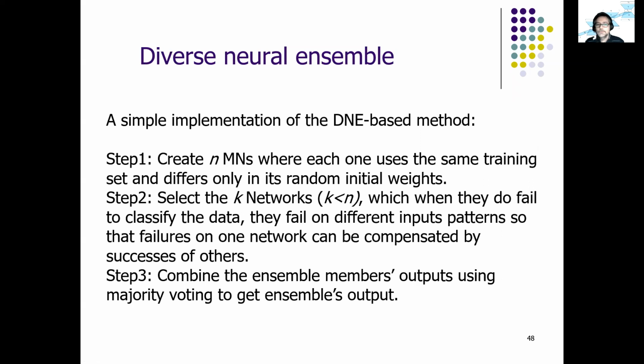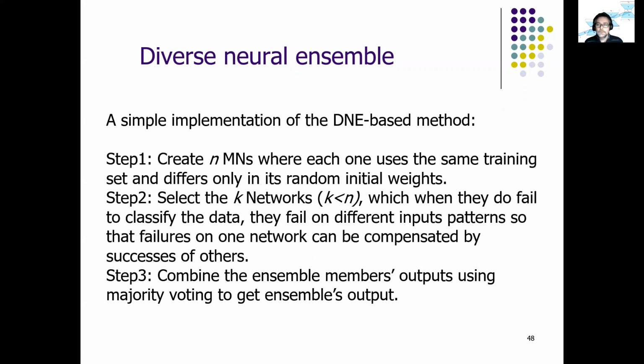And a simple way to do it would be to create a number of networks, use the same training set, vary some parameters like the weights, and then from the pool of networks that you have produced, select a subset of networks that, although they make mistakes in the classification of the data, they fail on different input patterns. Okay, so the pattern of failures of one can be compensated by the successes of the other, basically. Okay, and you combine these models.